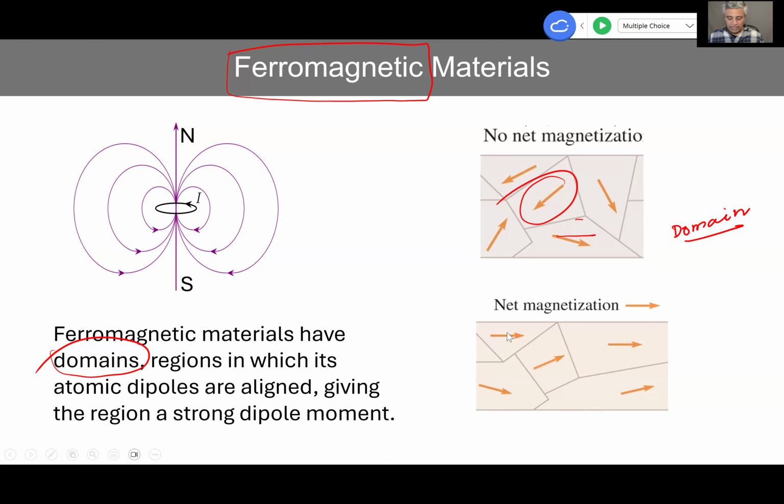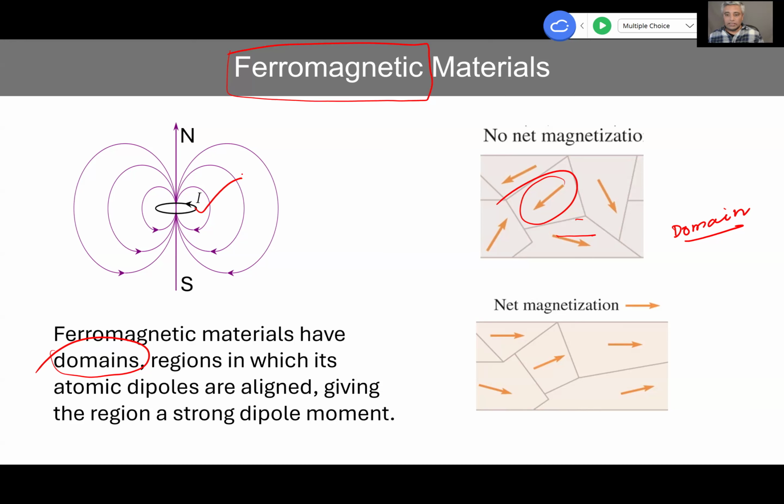Okay, so we figured out how to figure out the direction of a magnetic field generated by a loop, right? A current loop. An electron orbiting also forms a current loop, or there can be many electrons orbiting or going around. That is also a loop.